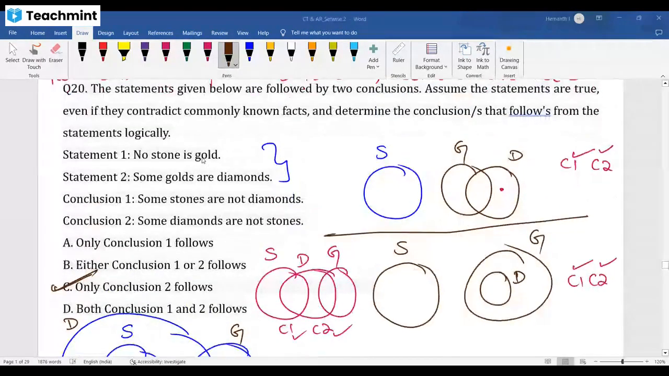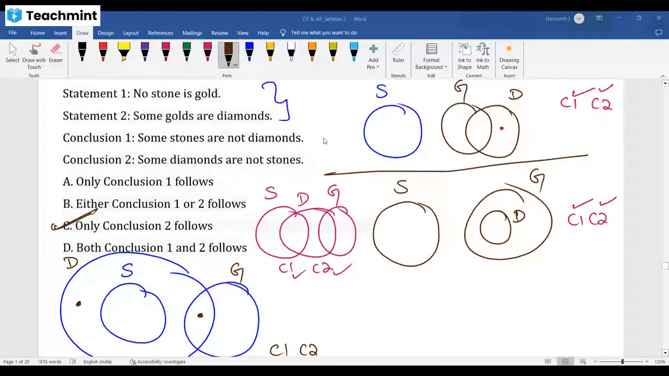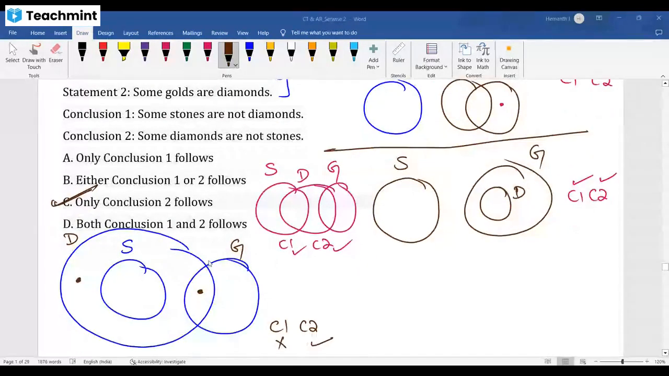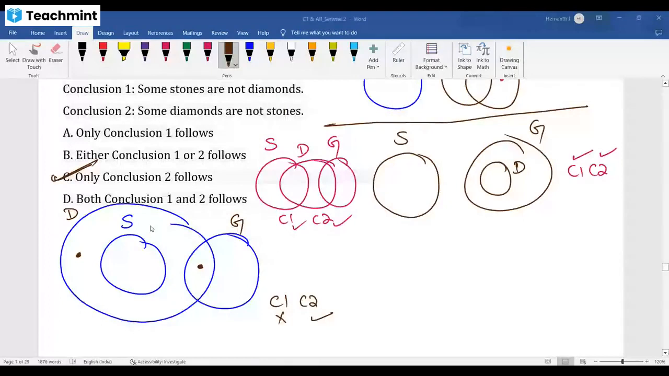Excellent question, right? We got one update. Many decided both follow, but the answer is only the second follows. Only the second is correct in all diagrams. Your first one failed. Be open minded, try to understand. My statement is correct, right? No stone is gold. Stone and gold not connected. Some part of gold is in diamond. Now all stones are diamond. Saying some stones are not diamond has failed. Here my first conclusion failed.